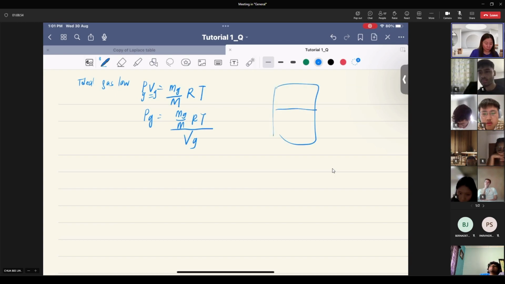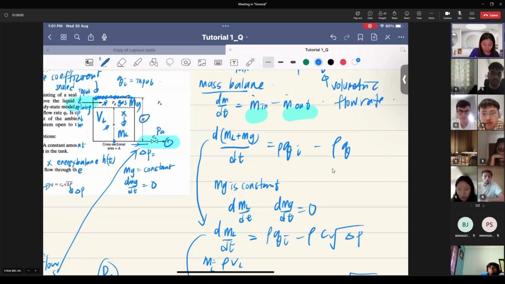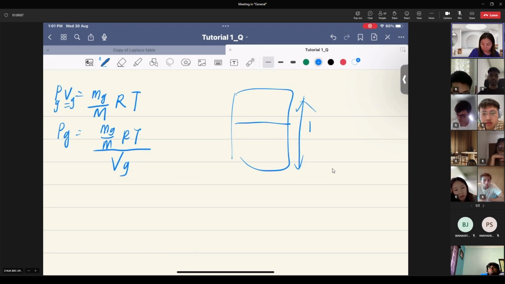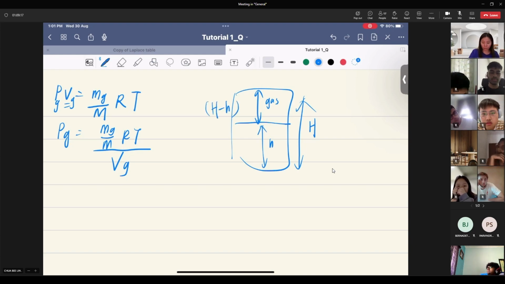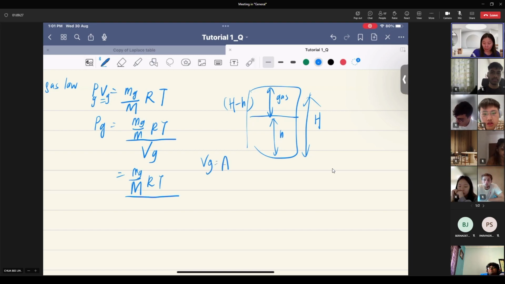So if you look at the tank, let's say the whole thing, I can't remember what they drew. The whole thing is H, and the liquid level is h, small h and big H. So I'll put here the big one is H, and here is your h. So what is the height of the gas? It will be H minus small h, where you'll be having mg over M, RT over the volume of the gas, which is the cross-sectional area multiplied with H minus h. It's about the gas, so you'll be having A, and then H minus h.